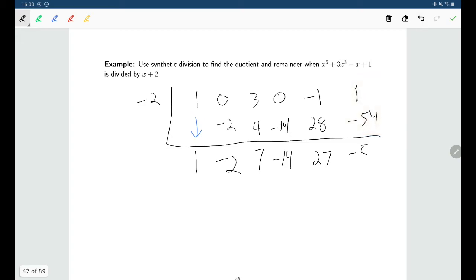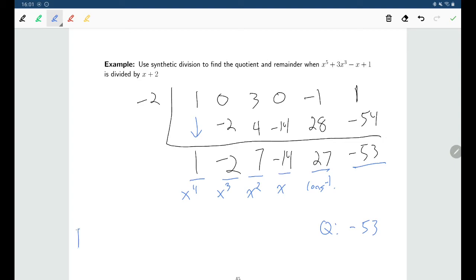that's negative 53. And so, as always, the last number that you found is your remainder. So we know that our remainder is negative 53. So, side conclusion, x plus 2 is not a factor of this polynomial. But back to the main question, what is the quotient and what's the remainder? Remainder is negative 53. And for the other terms, these tell us the coefficients for our constant, our x term, x squared term, x cubed term, and x to the 4th term.